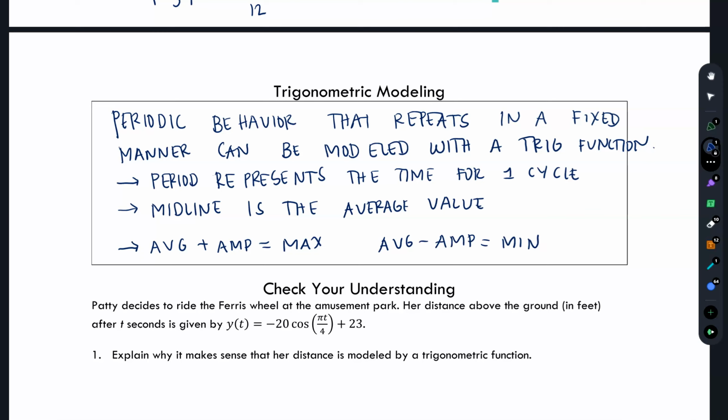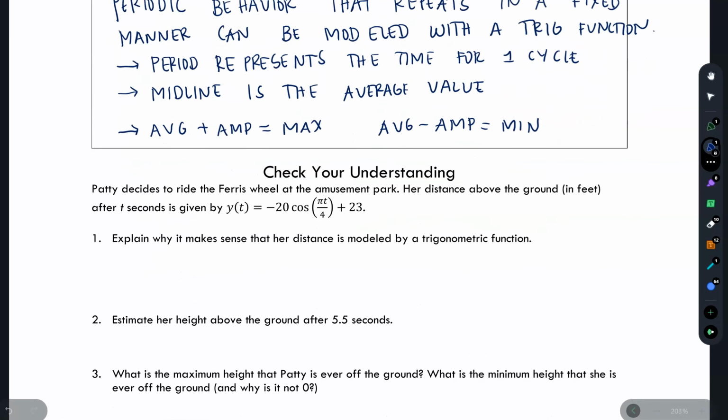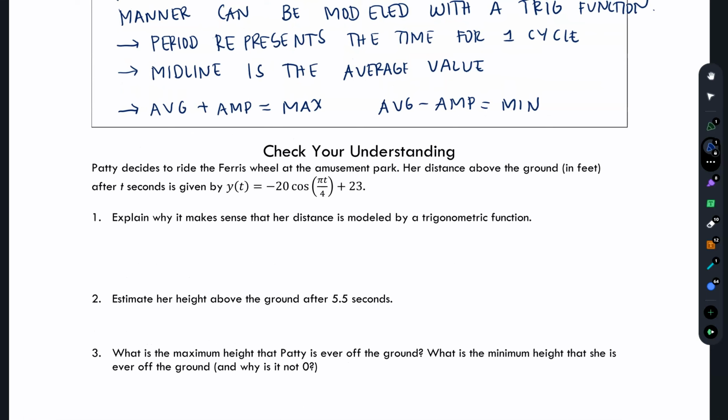Okay. All right, so take a second and see if you can understand kind of what we did. So try these 5 problems for me. Pause the video and try these. Alright, so Patty decides to ride the Ferris wheel at the amusement park. Her distance above the ground in feet after t seconds is given by y of t equals negative 20 cosine pi t over 4 plus 23. Explain why it makes sense that her distance is modeled by a trig function.